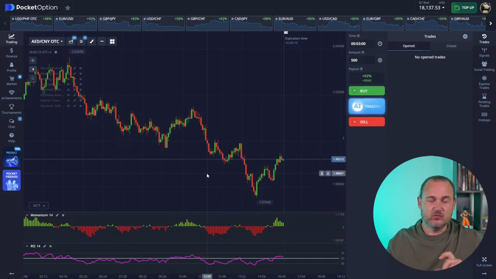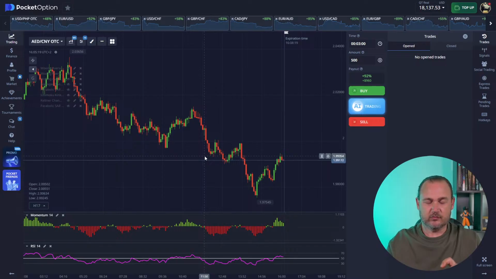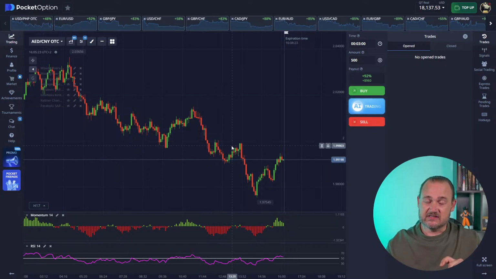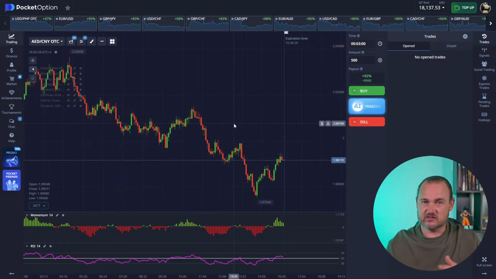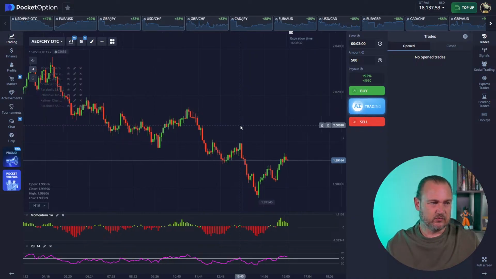So momentum will help us find those pullbacks. And we can try to establish which of those pullbacks is simply a pullback, where price will continue in the direction it's moving, or which of those pullbacks might actually be a reversal. Let's have a look at what that looks like.